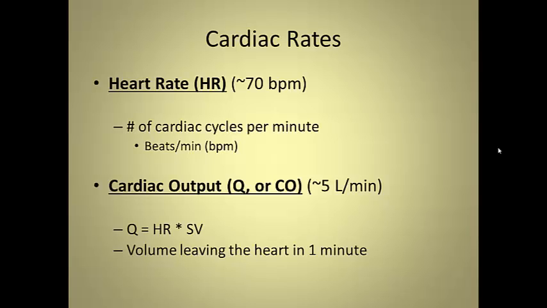And then we also have cardiac output. So this is just blood flow. This is going to be about 5 liters a minute of blood that is exiting the ventricles and going into circulation. We can calculate that specifically by taking heart rate and multiplying it by stroke volume.